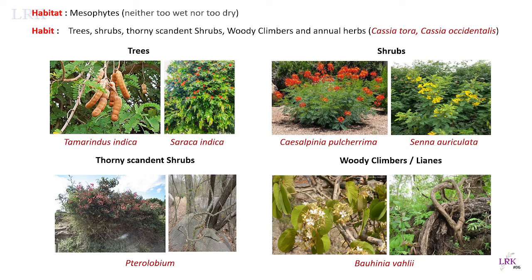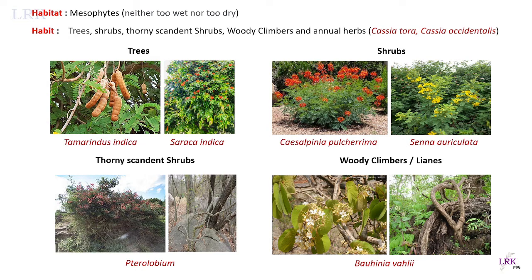Now we will see the habitat. Most of these plants or trees are mesophytes. What are mesophytes? Mesophytes are those plants which are adapted to neither too wet nor too dry conditions. They love moderate conditions. So most of the plants are mesophytes. And when coming to their habit, all types of plants are seen in this subfamily. We will see trees, shrubs, thorny scandent shrubs, wood climbers, and annual herbs. See, all the variety of plants are seen here in this subfamily.